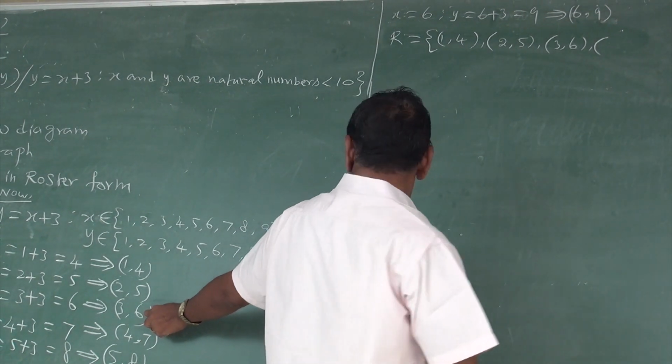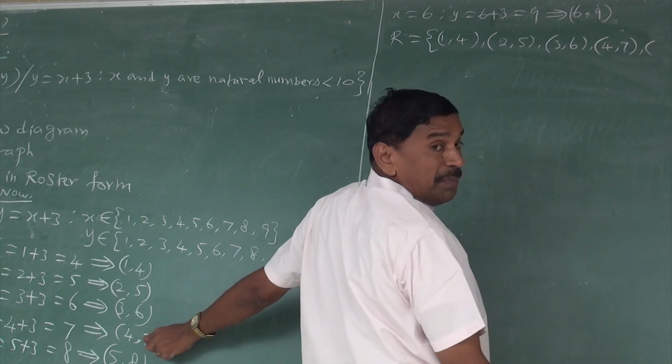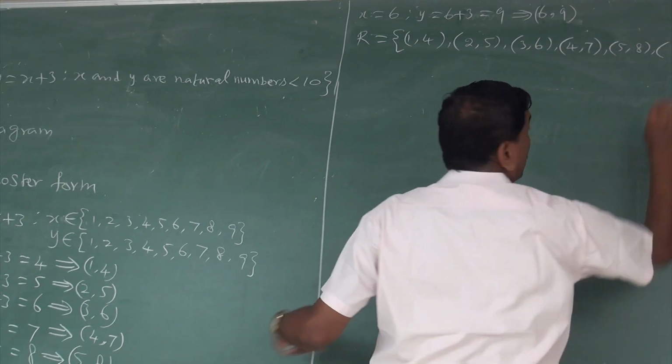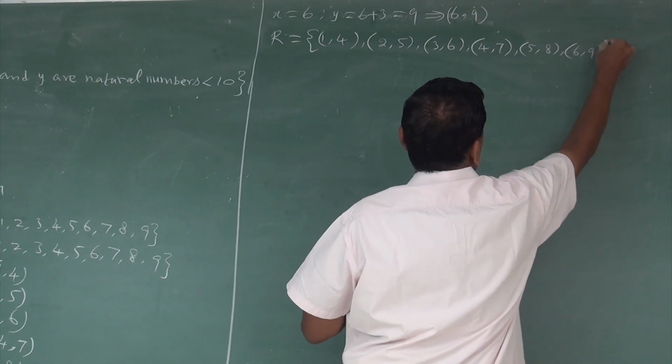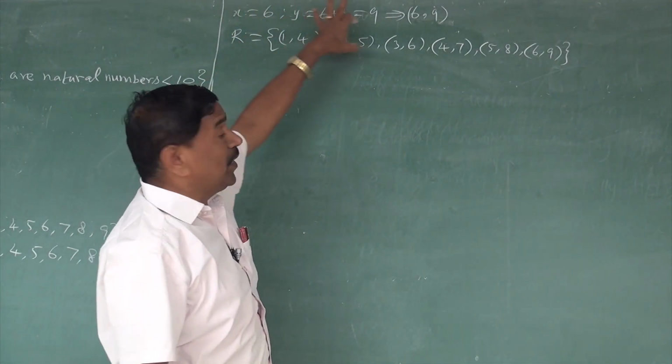Next ordered pair, 4 comma 7. Next ordered pair, 5 comma 8. Next ordered pair, 6 comma 9. Complete the roster bracket. And how to verify whether this relation is correct or incorrect?